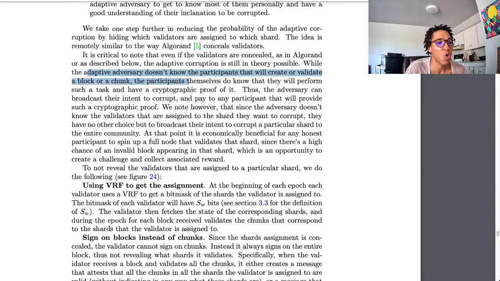While the adaptive adversary doesn't know the participants that will create or validate a block or chunk, the participants themselves do know that they will perform such a task and have a cryptographic proof of it. Very interesting. Thus, the adversary can broadcast their intent to corrupt and pay to any participant that will provide such a cryptographic proof. Very interesting. That's so exciting. Sorry. Anyways, we know, however, that since the adversary doesn't know the validators that are assigned to the shard they want to corrupt, they have no other choice but to broadcast their intent to corrupt a particular shard to the entire community.